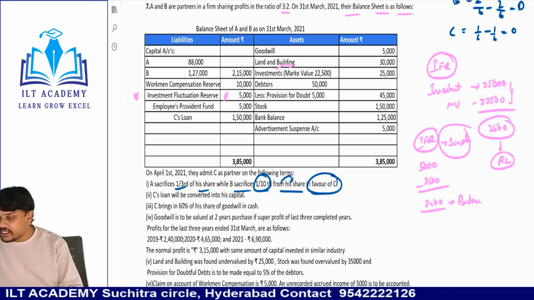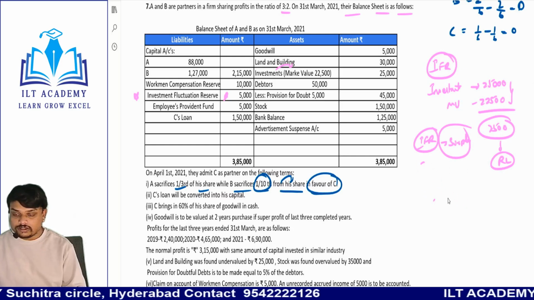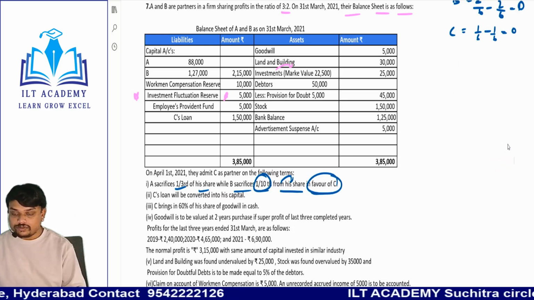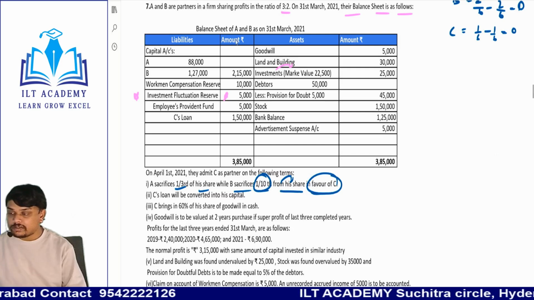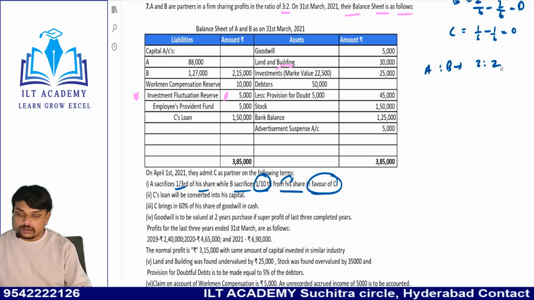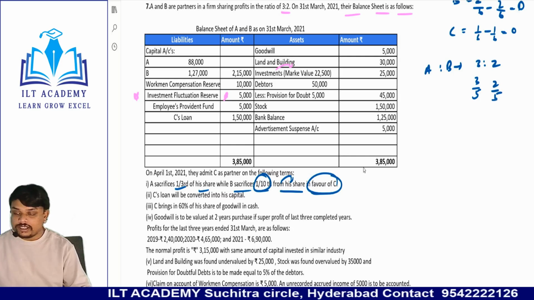Now what is the sacrificing part? First we will calculate that one. You have noted this? Again I will explain. Now let us understand this part. A and B's old ratio is what? 3:2, which means 3/5 and 2/5.